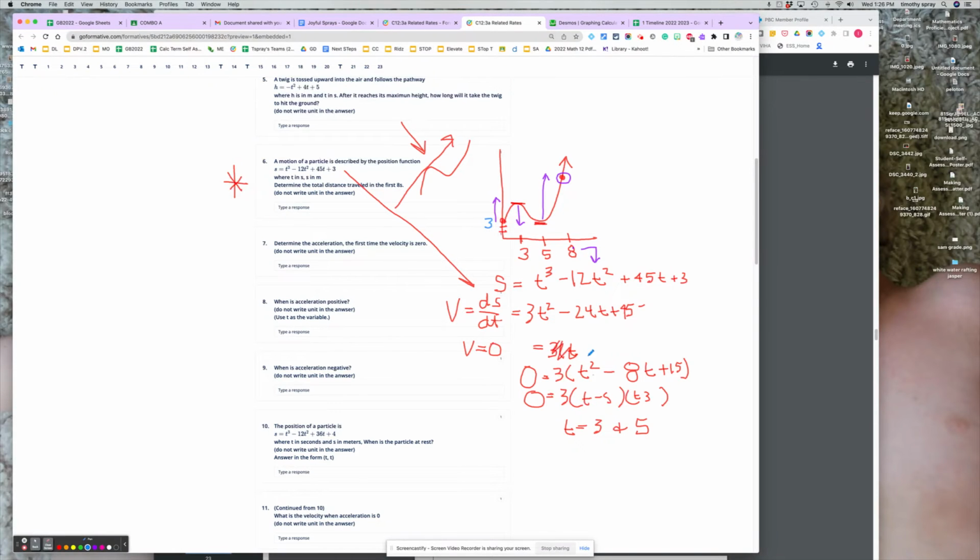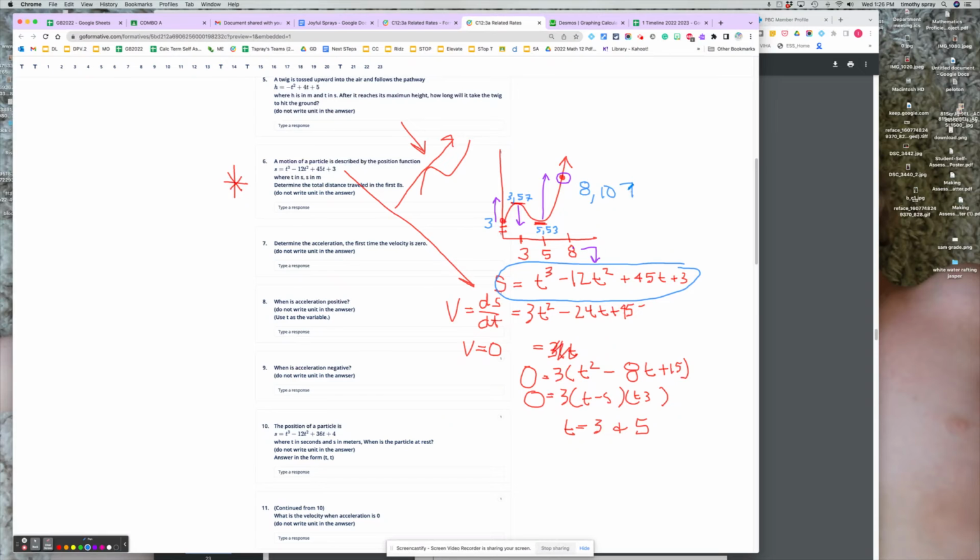And then at time 3, when I put 3 into this equation here, S will equal 57. Okay, so that will be 3 comma 57. When I put 5 in, it will be 5 comma 53. And when I put 8 in, it's going to be 8 comma 107.